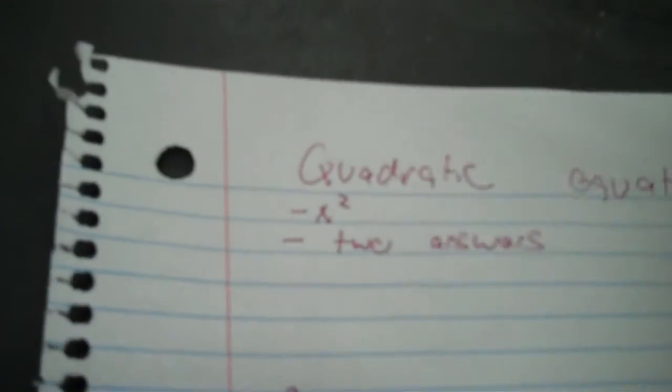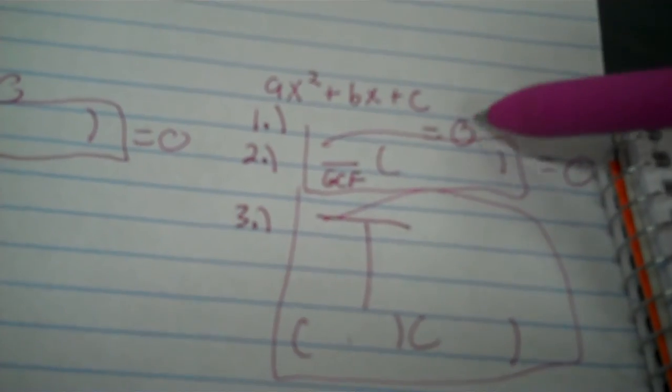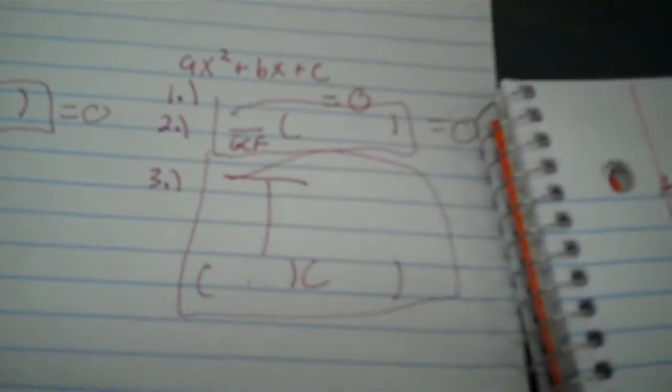Again, it's a quadratic equation, so there are two answers. Okay. Now, what kind of a quadratic? Well, we got ax to the second, bx, and c. So ABC, I'm looking at this. First, I make sure we're equal to 0, which we are. So now I set up my boxes.